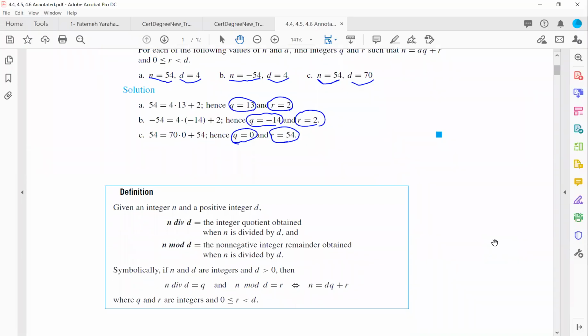When you see symbols like n div d, it means the integer quotient obtained when n is divided by d. So d divides n. When you write n mod d, it means you're looking for the remainder. The mod operator is the percent sign in programming languages.